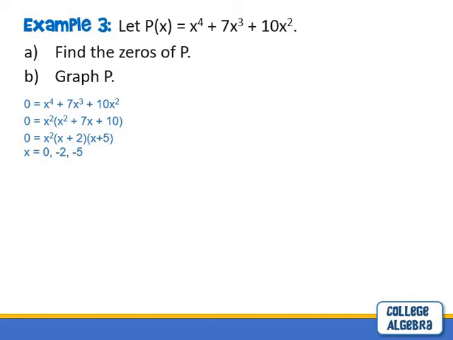So if x squared equals 0, you take square roots, you get x equals 0. It's actually a double root. You get 0 twice from the plus or minus square root of 0. And then from x plus 2 equals 0, we get x equals negative 2, and x plus 5 equals 0 gives us x equals negative 5. So if we completely factor that, we find our x-intercepts are at 0, negative 2, and negative 5.